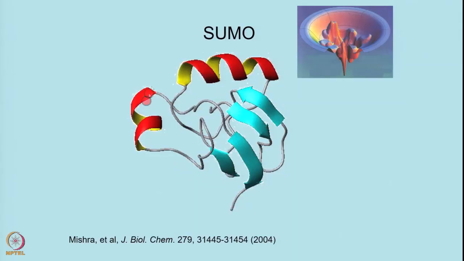So we will continue the discussion with protein folding, and to introduce this protein folding phenomenon, I have here a particular example. We will deal with this particular protein called Sumo. This is a small ubiquitin modifier protein, called Sumo, and what is shown here is the so-called folding funnel, or the energy landscape of the protein in a sense.